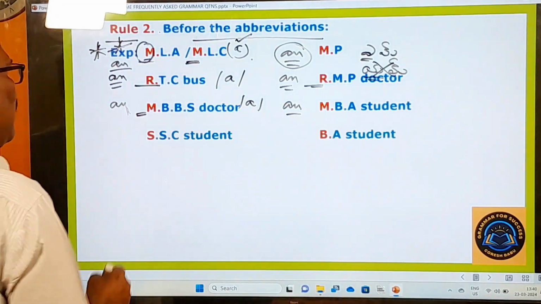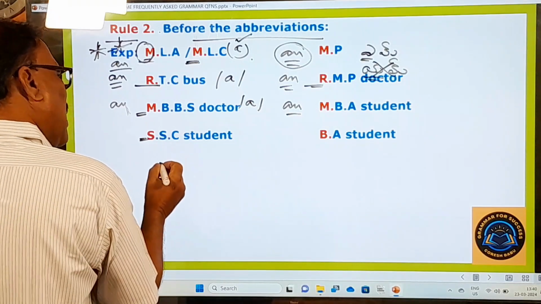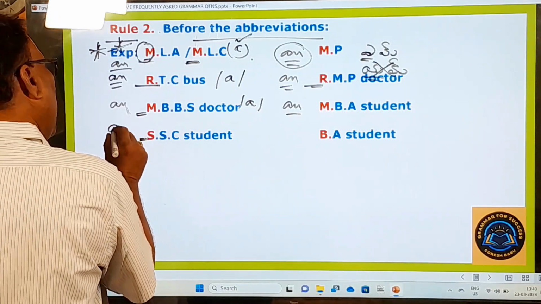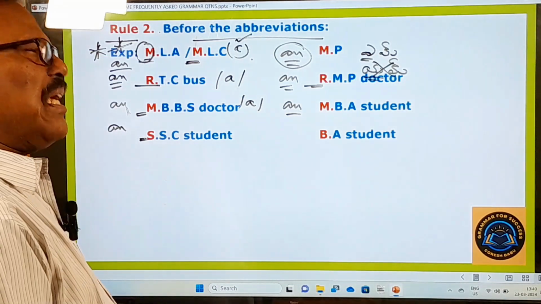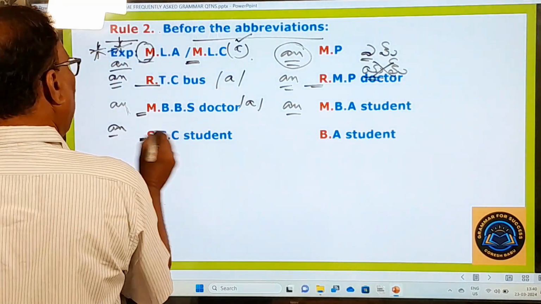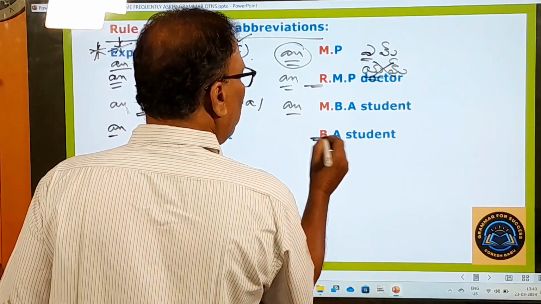And you go to the next one. SSC student. Do you say "an SSC" or "a SSC"? It begins with the sound "es", so we say an SSC student. Some students say "a SSC student". Don't say that; say an SSC student.